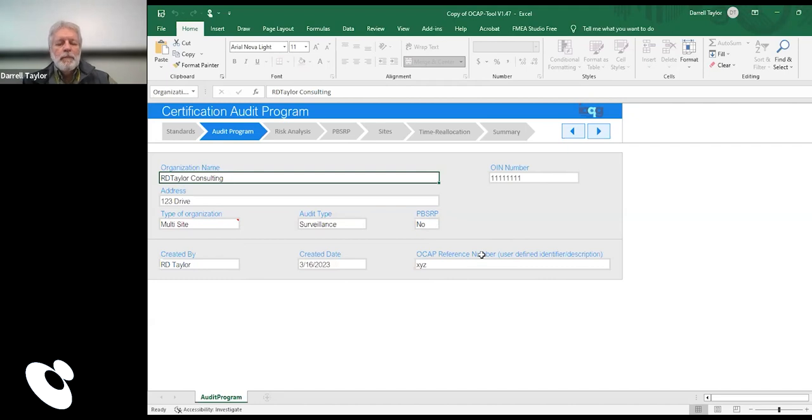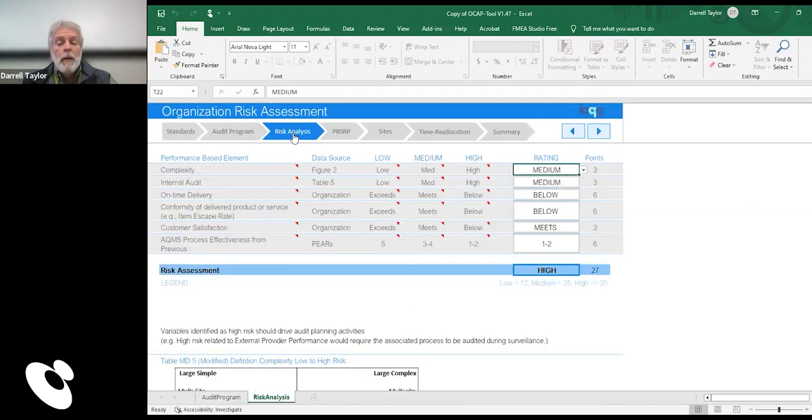And down here, this is entirely up to you. But hypothetically, if I'm a certification body, maybe I have a different numbering system that I want to capture in this tool. This is entirely up to you. You can leave it blank if you would like. But just fill in this header information. Now you're off and running. Per the standard, you have to do a risk assessment for the entire organization. And that's why this pops up as number 2.